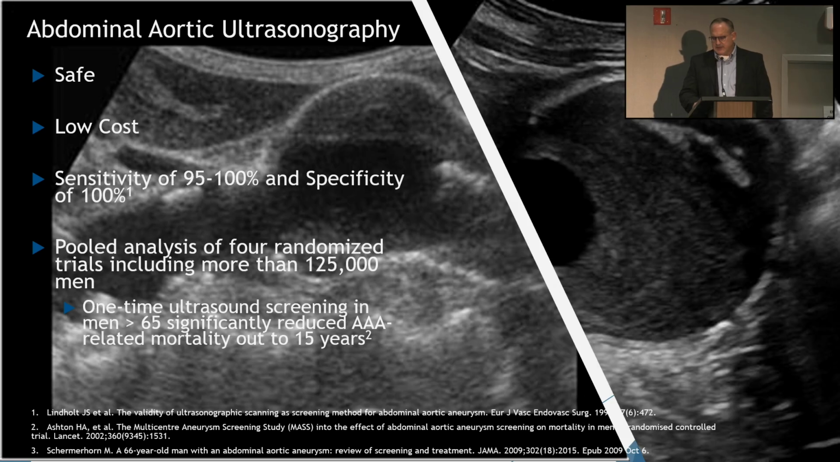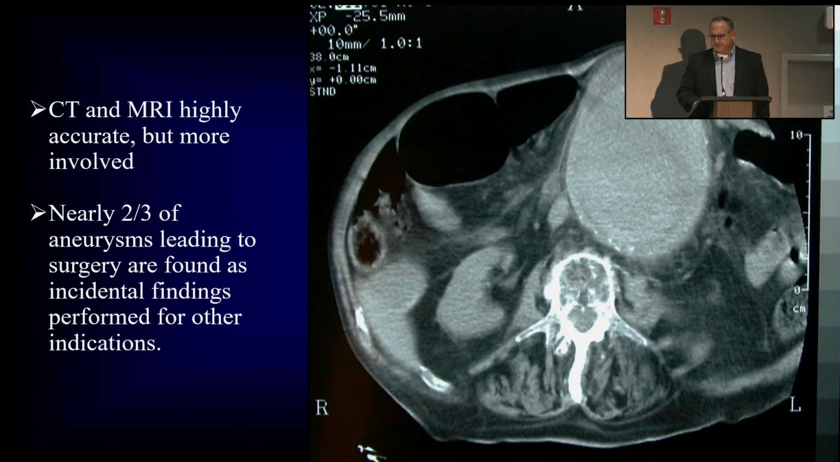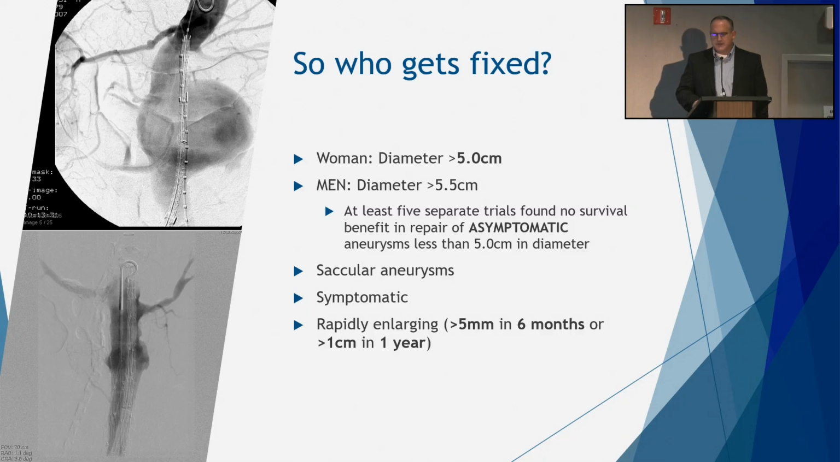In a pooled analysis of 4 randomized trials, including more than 125,000 folks, a one-time ultrasound screening in men greater than 65 significantly reduced their aneurysm-related mortality out to 15 years. So ultrasound saves lives. This aneurysm probably should have been felt on physical exam, but a lot of them are found on incidental findings. So who gets fixed?